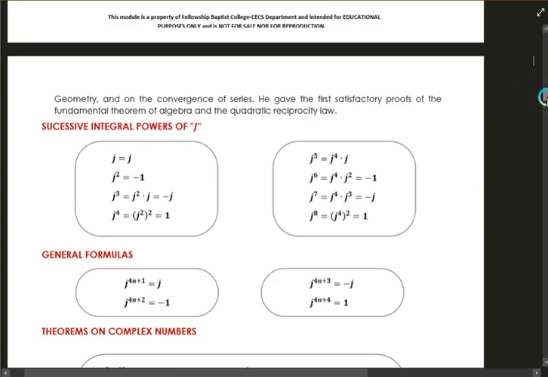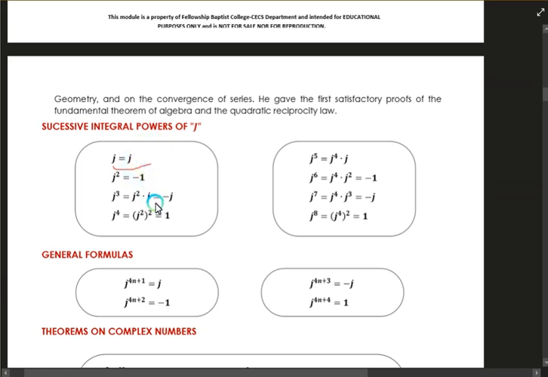We have to continue with knowing about complex numbers. We know that J is the square root of negative 1. We will discuss the successive integral powers of J. Okay, J is equal to J. Next, J squared is negative 1.